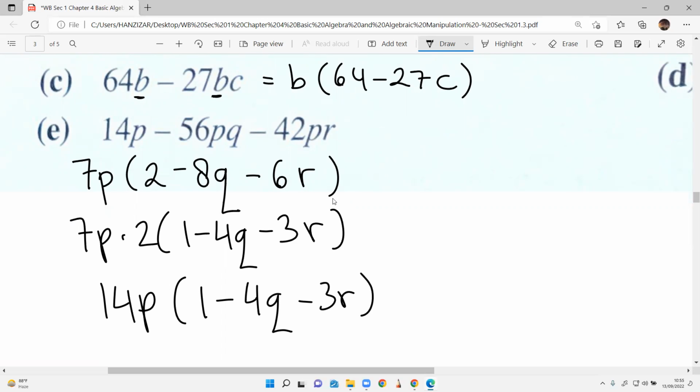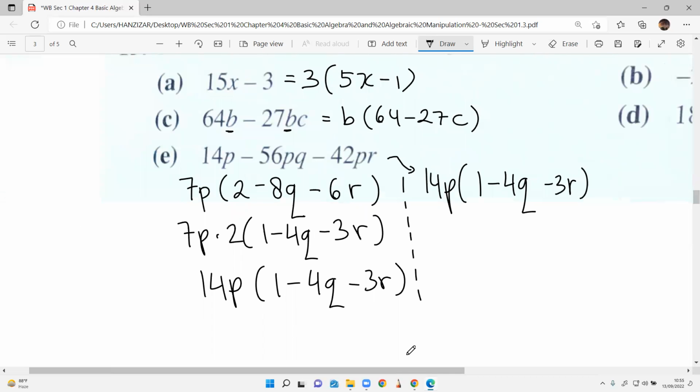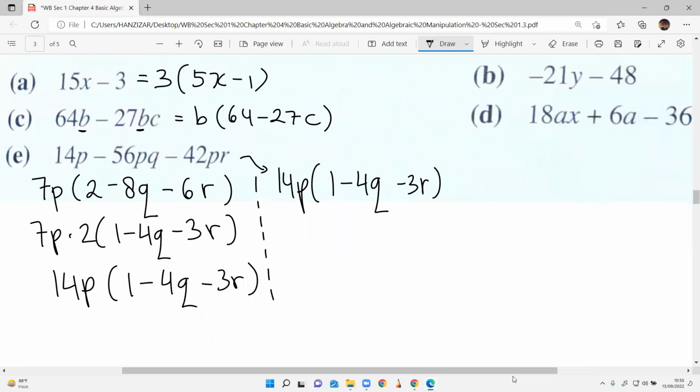But how about this, Mr. Hans? I want to divide directly by 14p. Yeah, you have no problem about that. It's the same. It's the same, right? But it's shorter. Yeah, directly. So we can have the two-way working. Okay, two possible workings. Yeah, no problem.